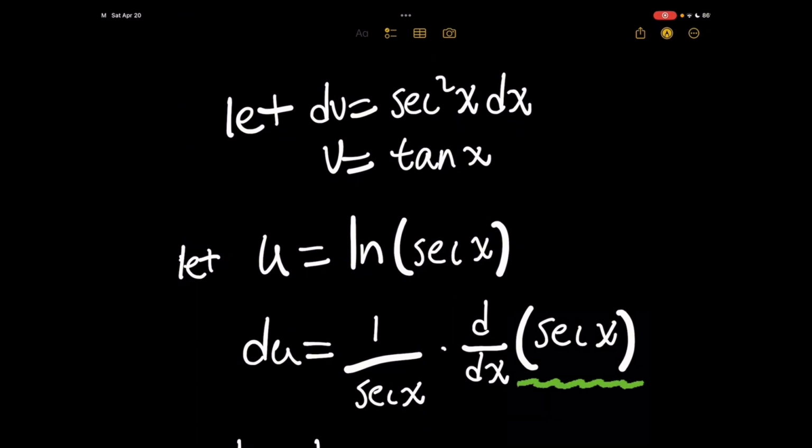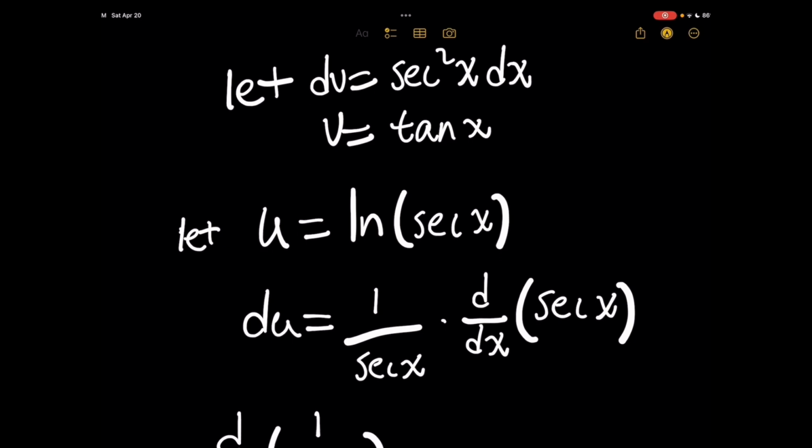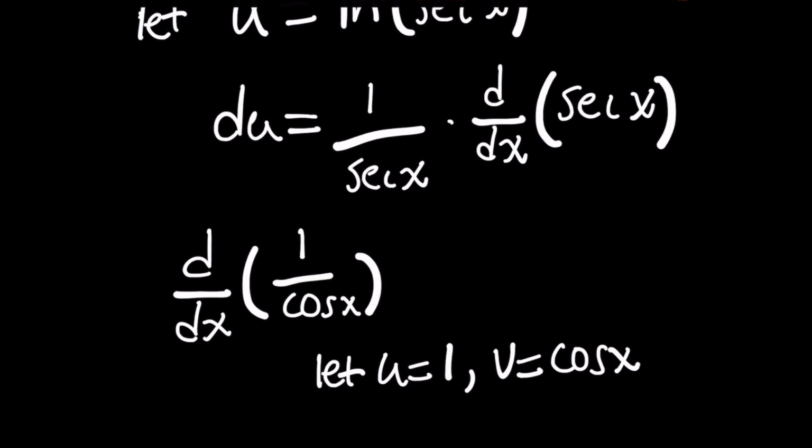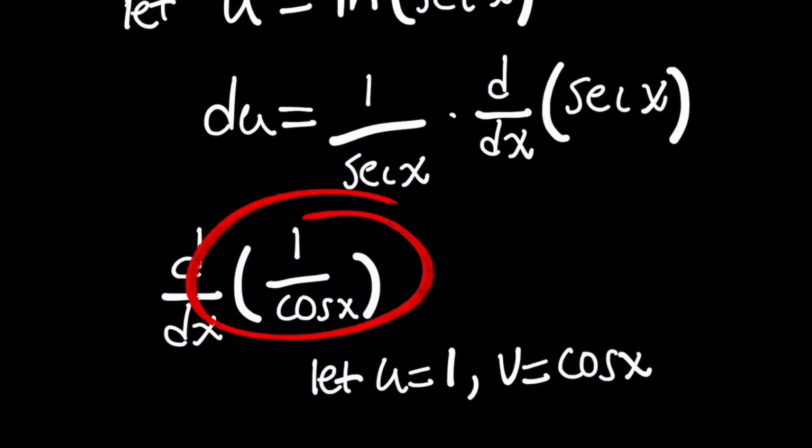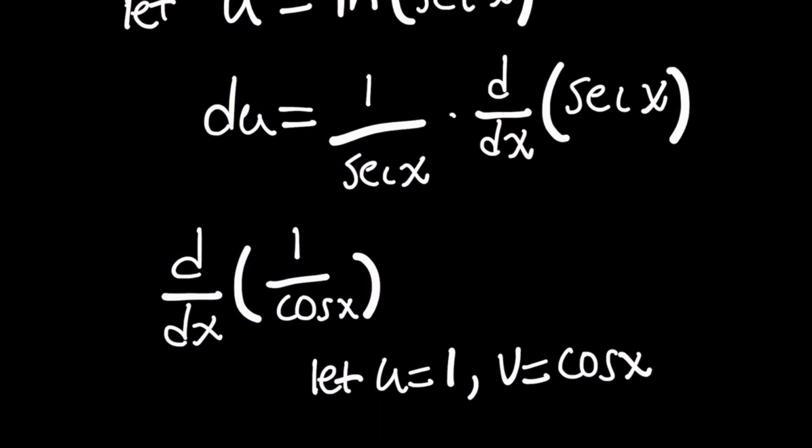Now, you already might know off your memory what the derivative of secant of x is. And if that's the case, go ahead and feel free to skip forward. But for those who don't know how to find it, what you can use here is this property that, hey, secant of x is the same as 1 over cosine of x. And the reason why I'm going to write it this way is now that it's represented as a fraction, I can use the quotient rule.